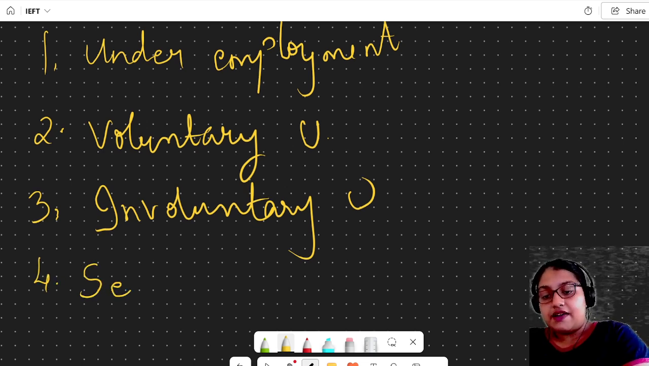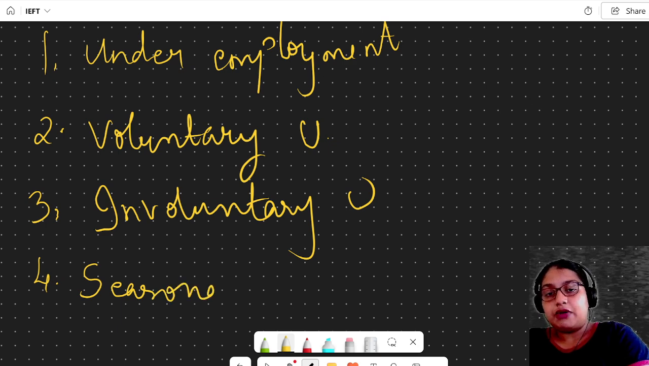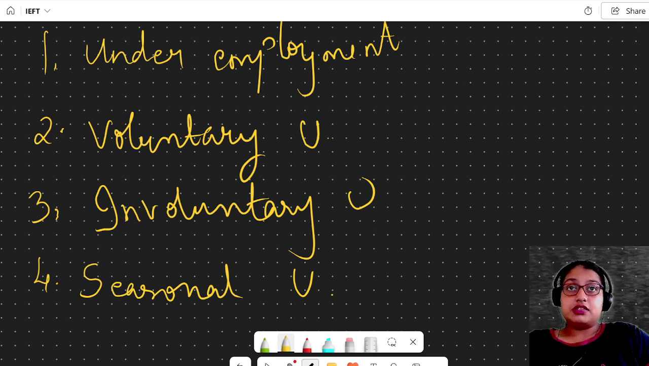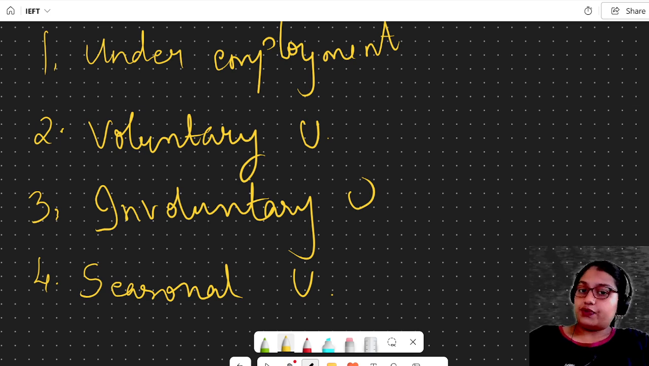We are aware of this seasonal unemployment. What is seasonal unemployment? It happens during tourism. The guides and others are available during tourism in certain tourist places. So only during those certain seasons they will be employed. Otherwise they will have to go for some other work or they will be unemployed. So that is seasonal unemployment.